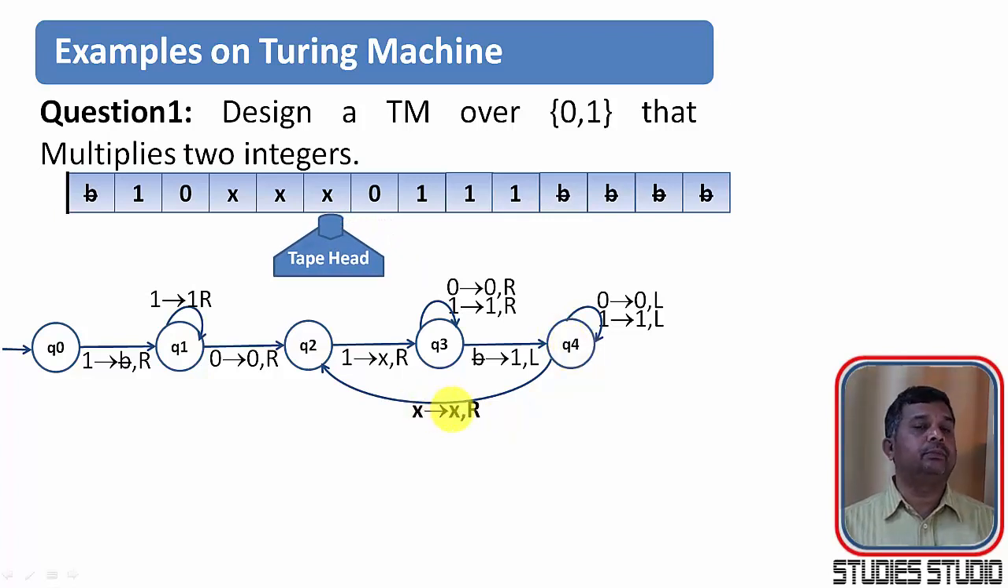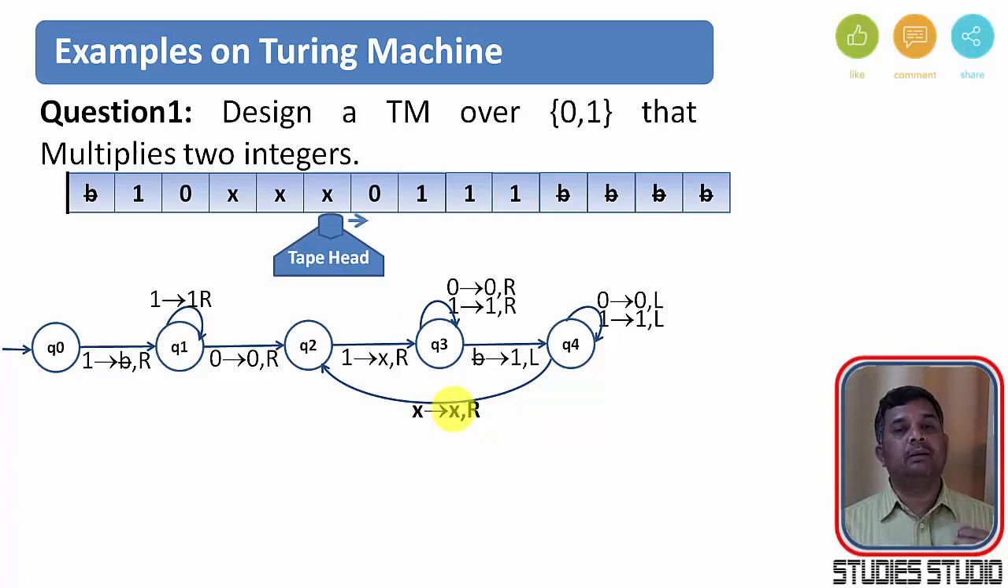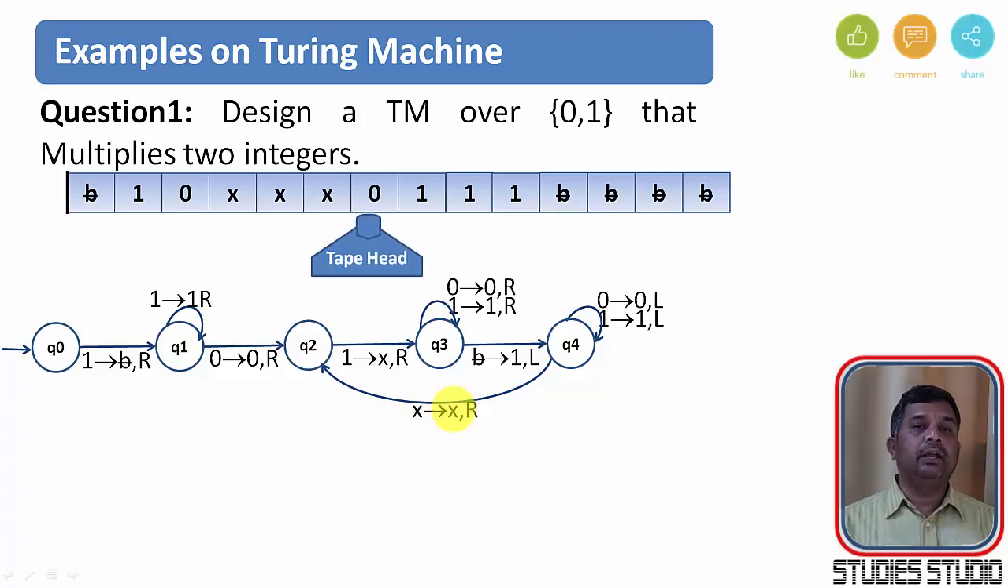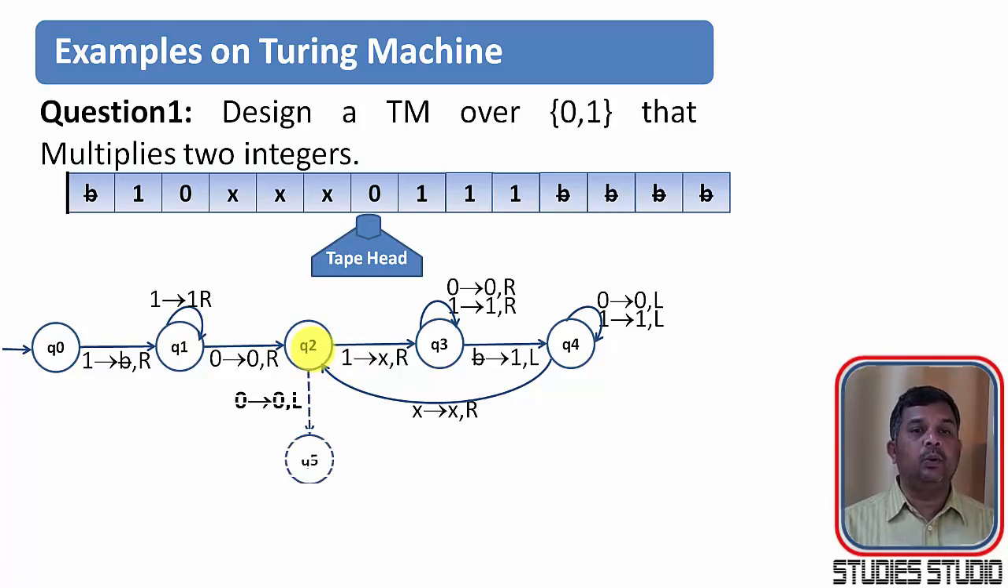I got input symbol X. So what I'll do? I'll write X onto it and start moving right. Now the input symbol I got is 0 and I'm at state Q2. Look at this path. This path is defined for 1 when I'm at state Q2. But for 0 I have not defined. When I got a 0, I'll write 0 onto it and then move left.